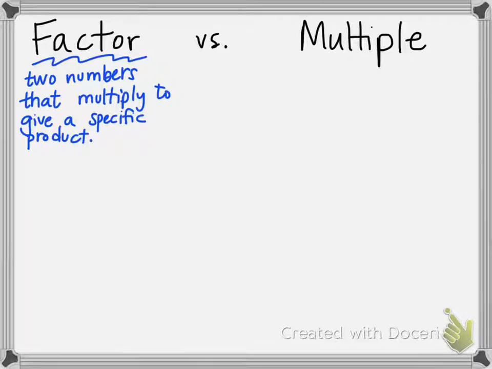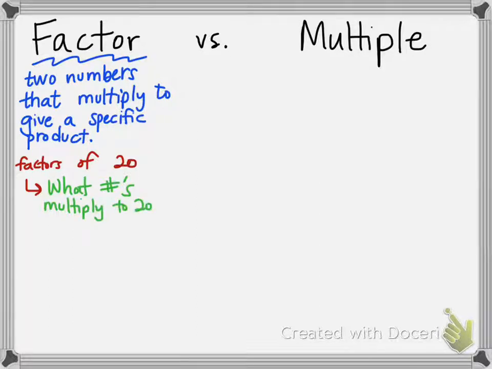So, for instance, I could say, what are the factors of 20? If I'm asking you about the factors of 20, the question that you're thinking to yourself is, what two numbers multiply to 20? Okay? So, can you think of any? I like to start just from the very beginning. Of course, not 0, start at 1.